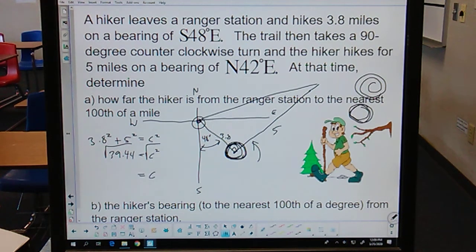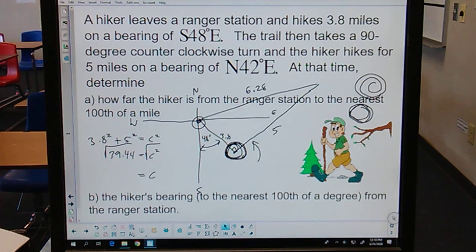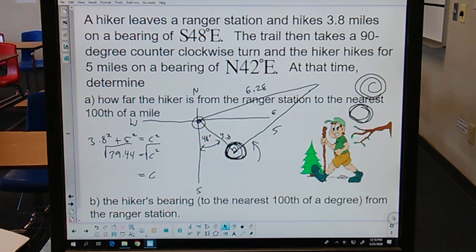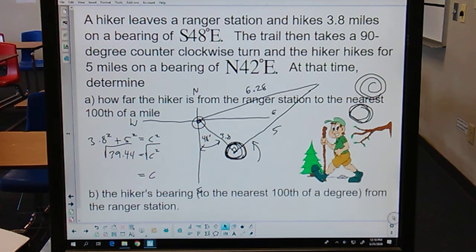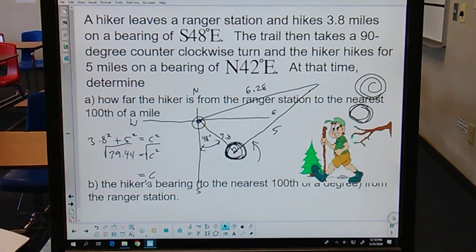So second function, square root of the answer, 6.3. It says to the nearest hundredth, so we'll say 6.28. So we answered the first part. But now we want to know the hiker's bearing. Down here, the second question was the hiker's bearing to the nearest 100th degree from the ranger station. Okay, from the ranger station, that's a key point.